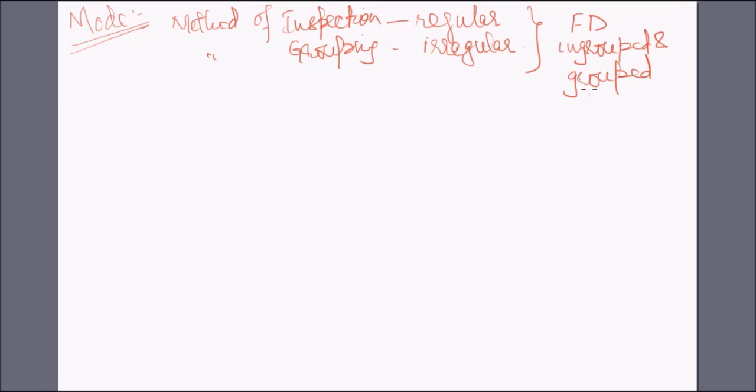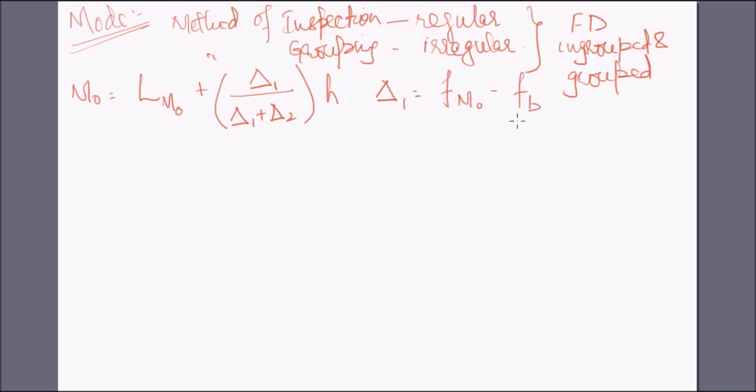the interpolation formula from the model class, and the formula to calculate mode was given by lower value of the model class plus delta 1 by delta 1 plus delta 2 multiplied by the width h, where delta 1 was equal to the frequency of the model class minus the frequency before the model class, and delta 2 was frequency of the model class minus the frequency after the model class.